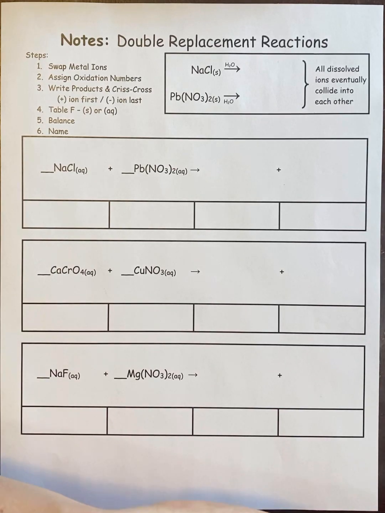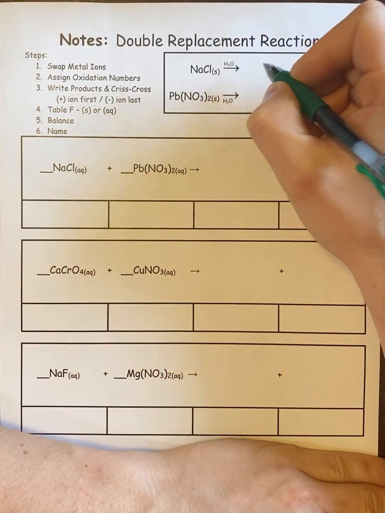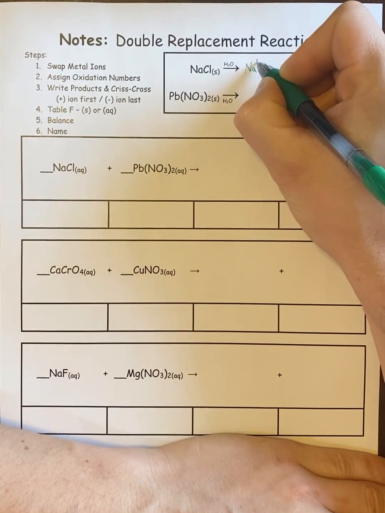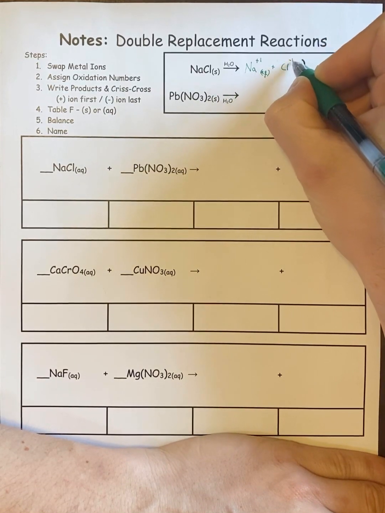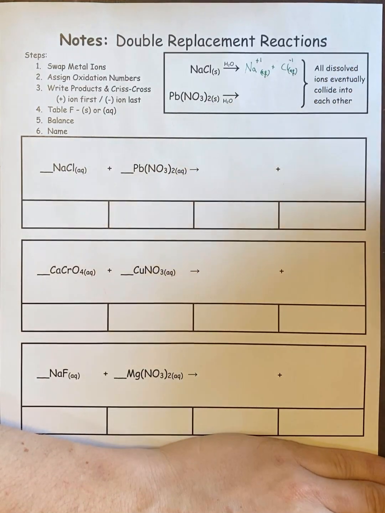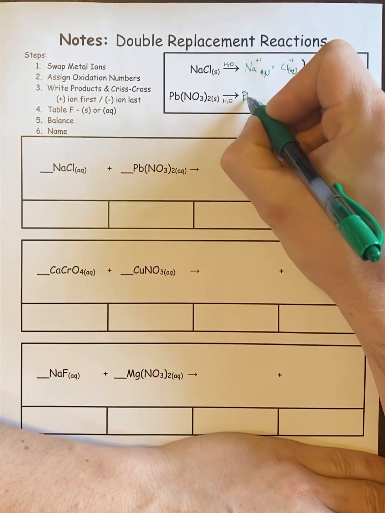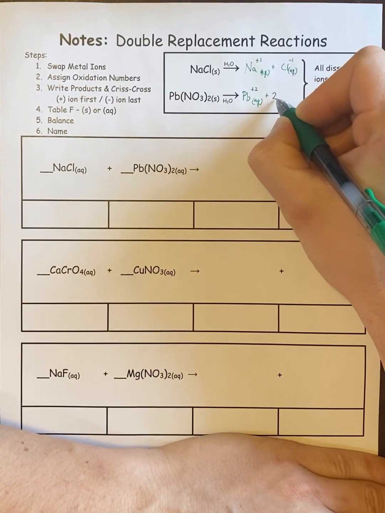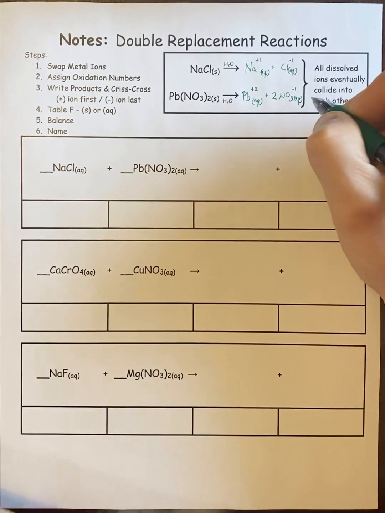So the first thing we have to do is, when we put these things in water, they have to dissolve. If they don't dissolve, the reaction won't happen. So we learned this in the last lesson. When you put NaCl in water, it dissolves and dissociates. So it's going to break up into Na+1 (aq) and Cl-1 (aq). Then I take Pb(NO3)2, and that is going to dissolve in water as well, and that's going to form Pb+2 (aq) and 2 NO3-1 (aq).